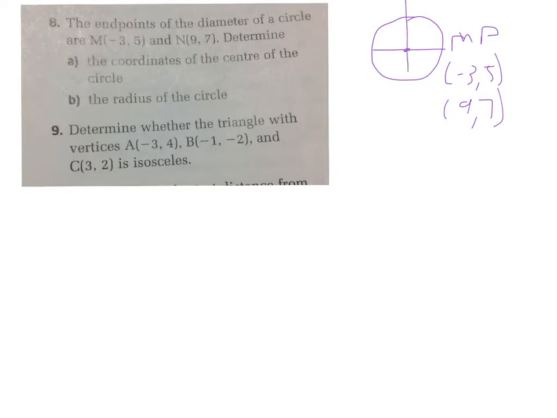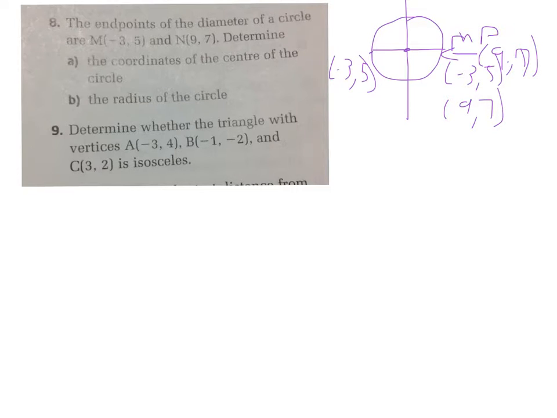So pretend that this is an XY grid, and this point is at minus 3,5, and this point here is the 9,7, and use your midpoint formula to find the midpoint, okay? So that will give you the coordinates of the center of the circle.